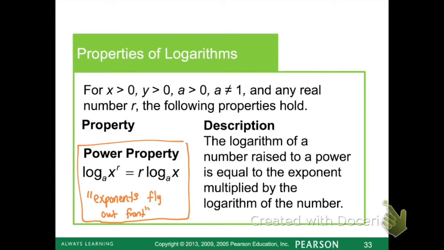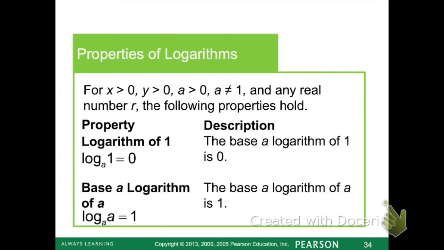Our third and final property is the power property. So remember, power means exponent. So if we have log base a of x to the r, so r is an exponent on the x, we can move the r out front and make it r log base a of x. So I like to say that exponents fly out front. So it goes out front.